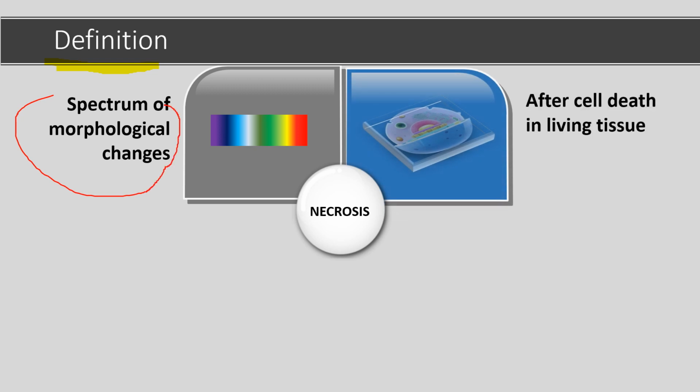These morphological changes involve structure of cells. We shall observe these changes in later part of the video. These changes are seen after the cell death in living tissue. For example, a tissue removed after surgery and placed in formalin is dead tissue but not necrotic. To call dead tissue necrotic, it should be a part of the living body.